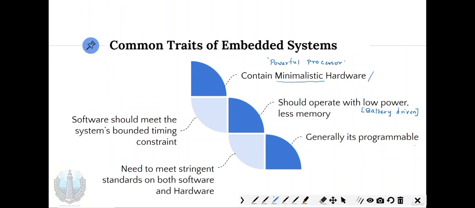and it should be programmable, yes, and it has to meet some of the stringent standards that are imposed based on the nature of the application. So let's say if it is automotive, the whole embedded system has to meet several automotive standards. If it is medical, it has to meet all the medical safety standards. So depending on the industry in which it is applied, it has to meet all the stringent standards imposed by that particular industry.